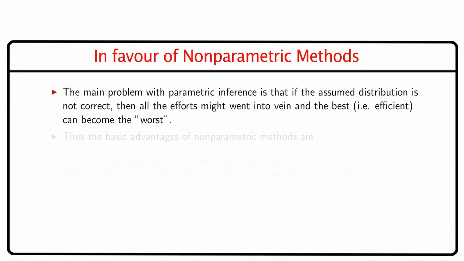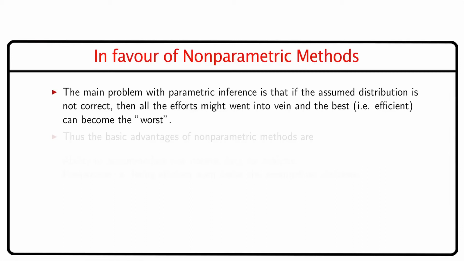The main problem with parametric inference is that if the assumed distribution is not correct, then all the efforts might go in vain, and the best, that is the efficient, can become the worst. For example, in the sales data we have used a t-test without knowing its distribution. So we find some p-value and some t-statistic, but the results are not valid as the distribution of the data is far from normal. If we adopt non-parametric methods in such cases, then we can accommodate non-normal data for analysis efficiently.